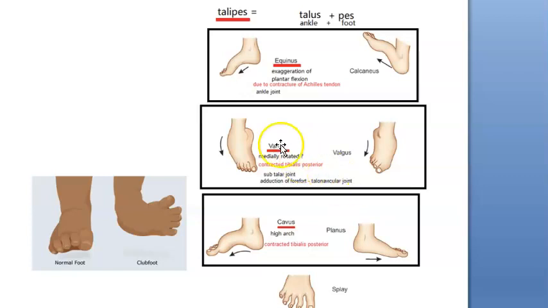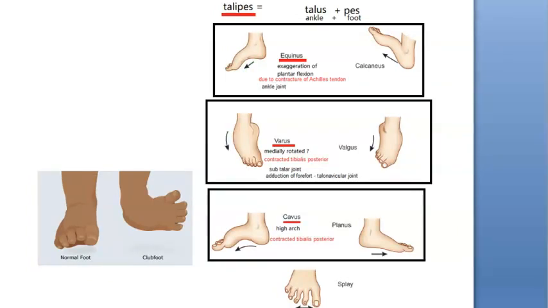Okay. So then you have equinovarus, right? What is varus? Varus is medially rotated, okay, because of the contracted tibialis posterior. So this is medially rotated. Are you focusing here? So there is an exaggeration of the plantar flexion, and there is a medial rotation, that is the varus. So equinovarus.